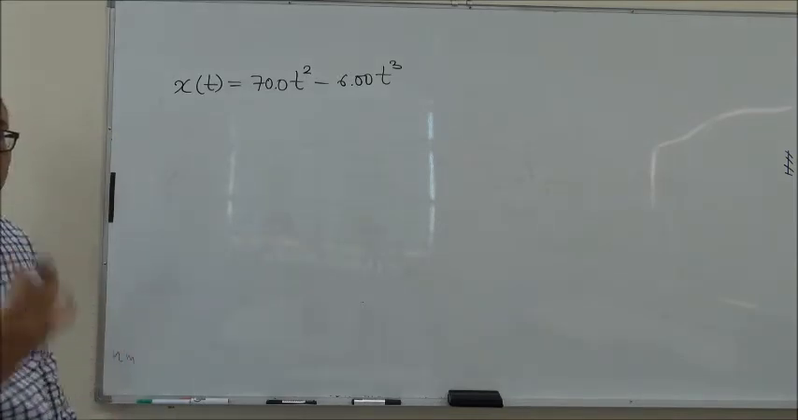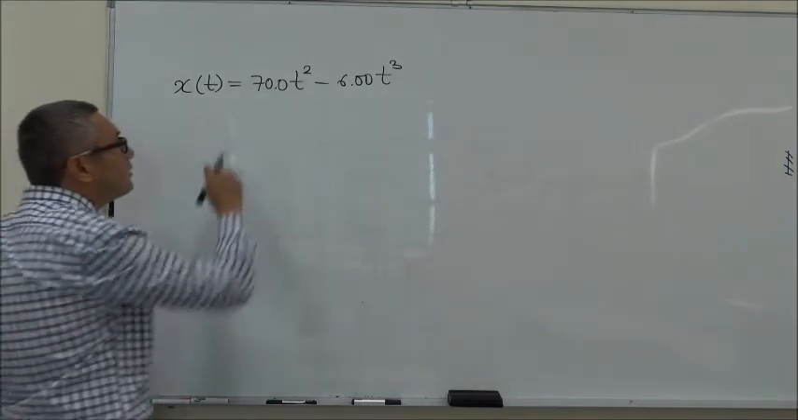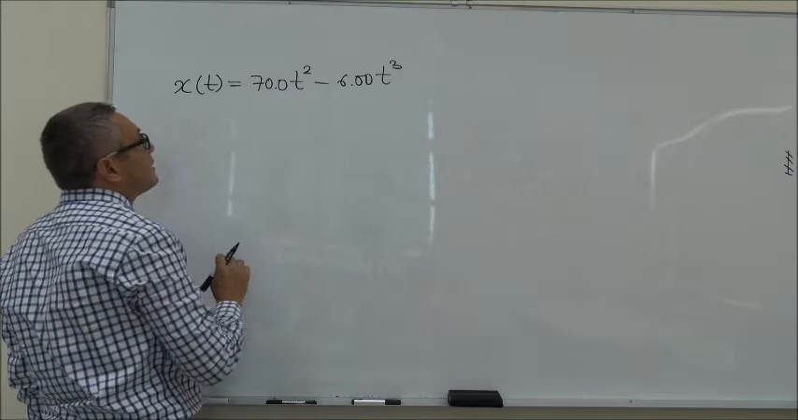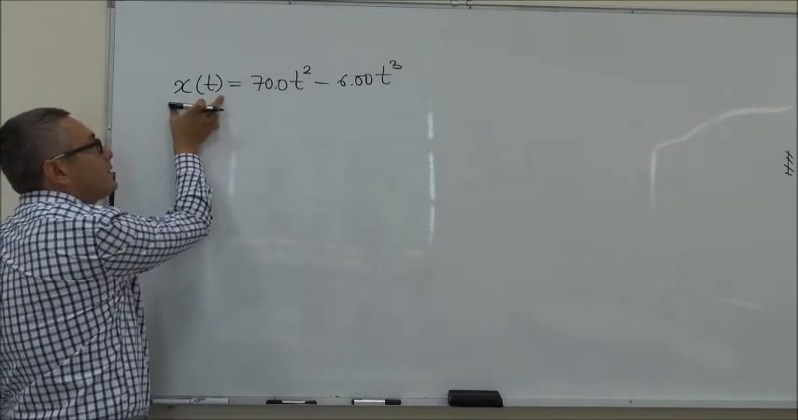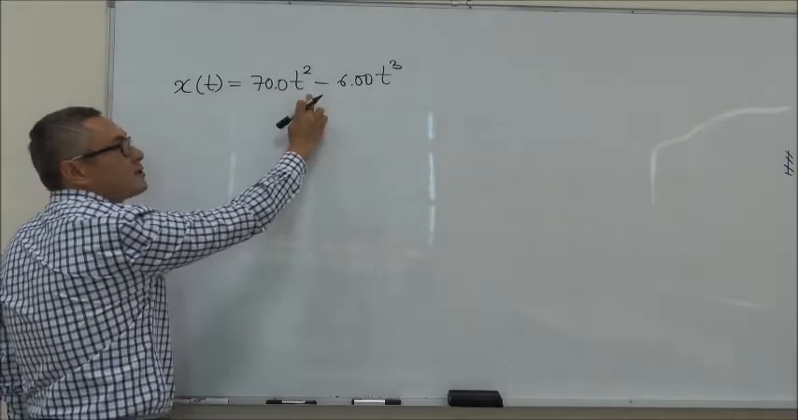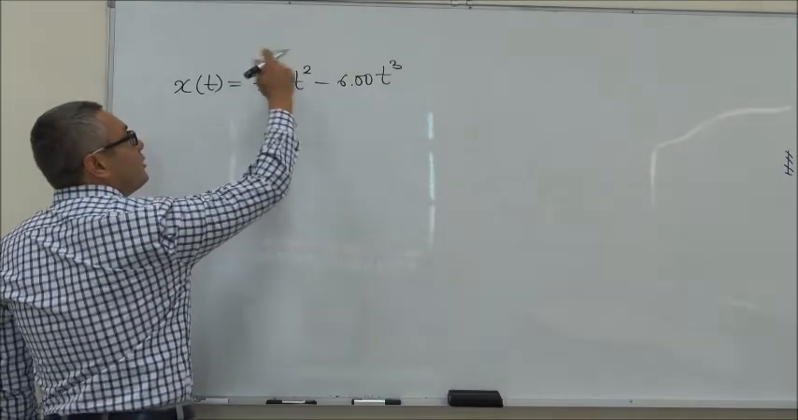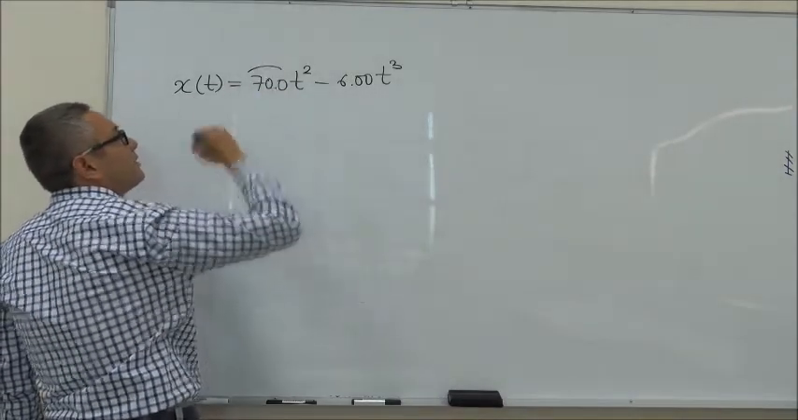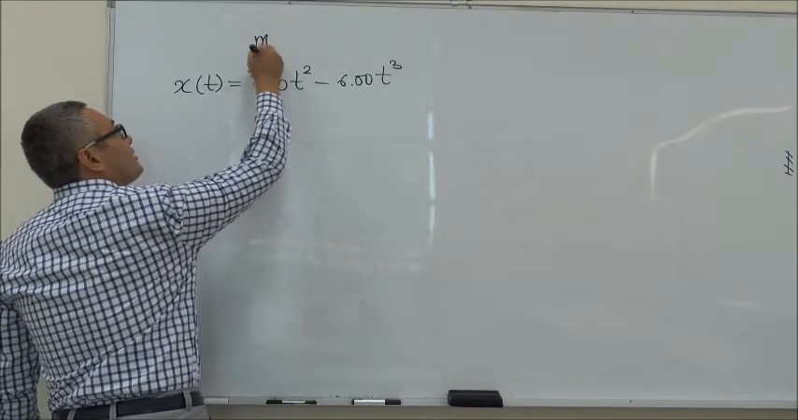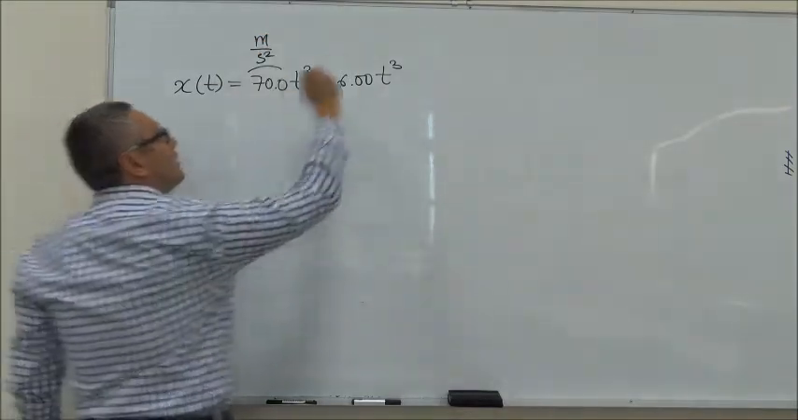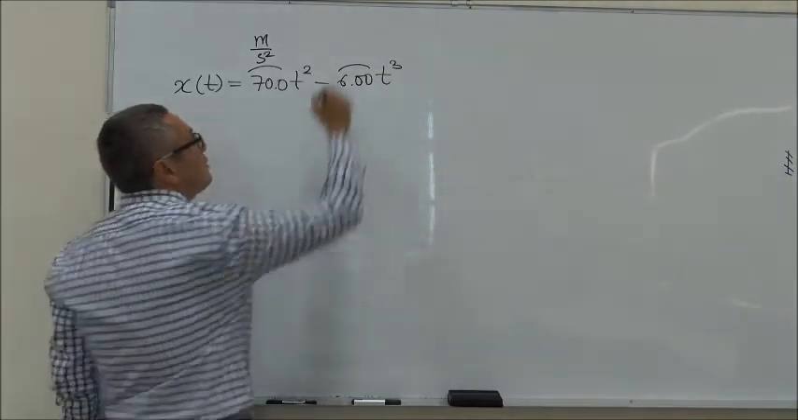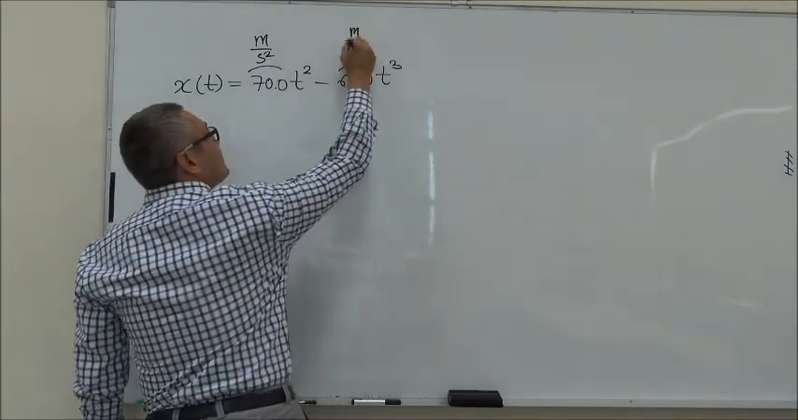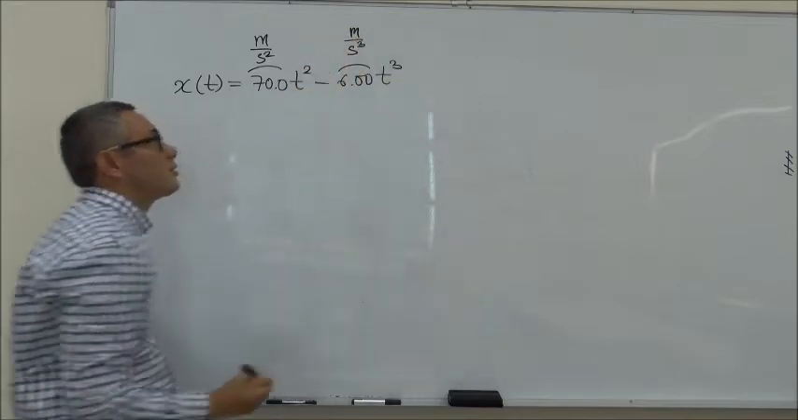but they are numbers with units. So, what are the units of 70? To figure that out, note that x by itself has units of meters, and t squared has units of seconds squared. So, the number 70 should have units of meters per second squared. Here, the prefactor 6 should have units of meters per second cubed, using the same logic.